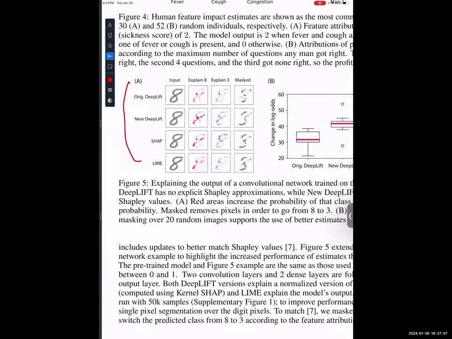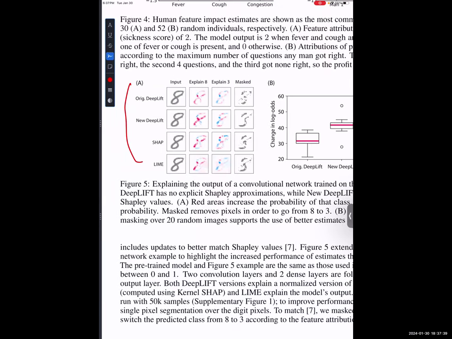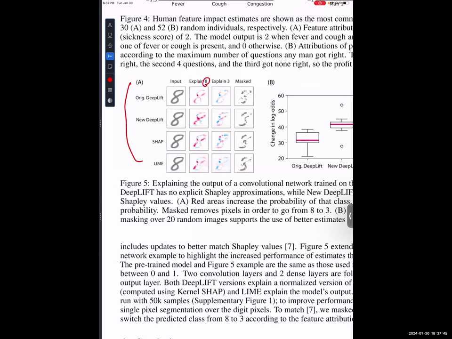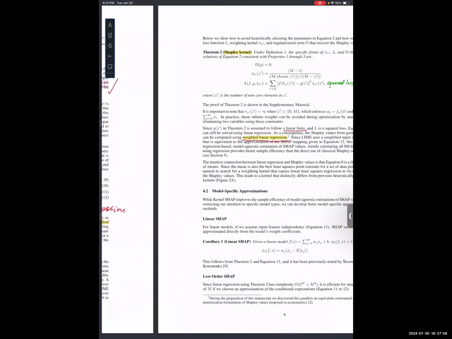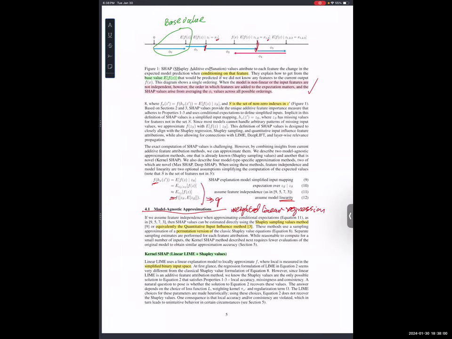This is interesting. So this is eight. Explain eight. Not many blue, you see. Oops, sorry. This is really shocking. Remember the blue. Blue means it contributes to the feature. Red means it's not.